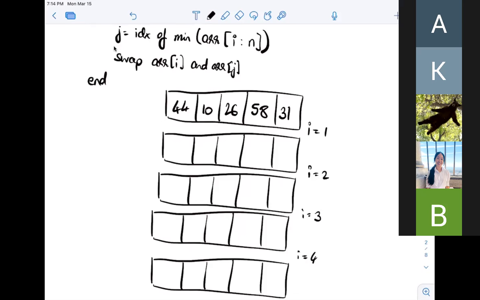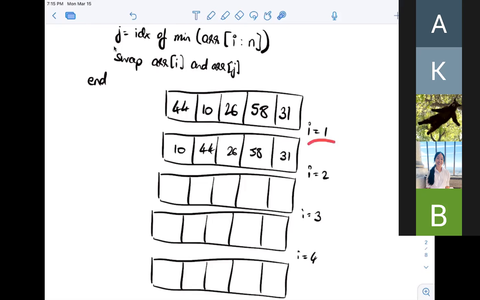So let's run that together. I'm going to go through this. I'll find what's the minimum value over here. 10. It's 10. So what do I do? Put it in the first position. Okay. And what happens to the thing in the first position? It goes to where the 10 was. Yeah, exactly right. 26, 50, 58, 31.